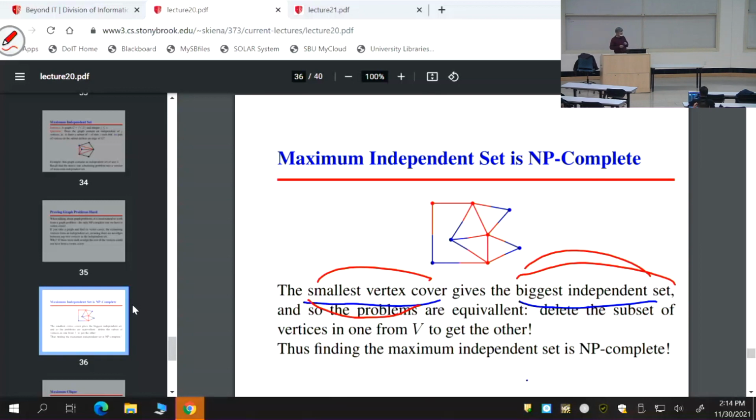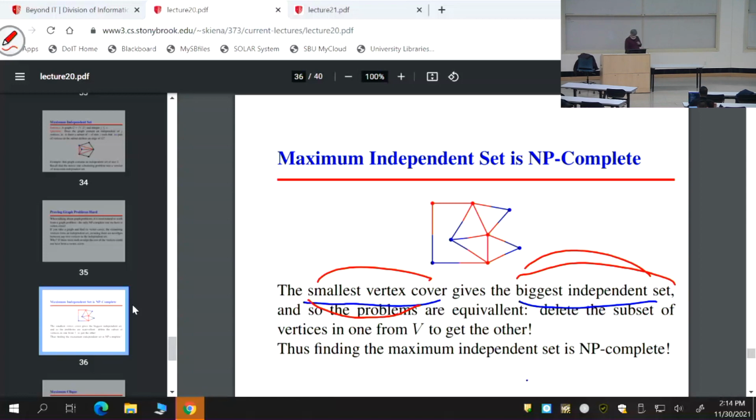So what does that mean? If I gave you a fast algorithm to solve vertex cover, suppose I really had a fast algorithm for vertex cover to find the smallest vertex cover, how would you find the largest independent set? Yeah? Find the smallest vertex cover and delete them. And what's left would be the largest independent set in the graph.